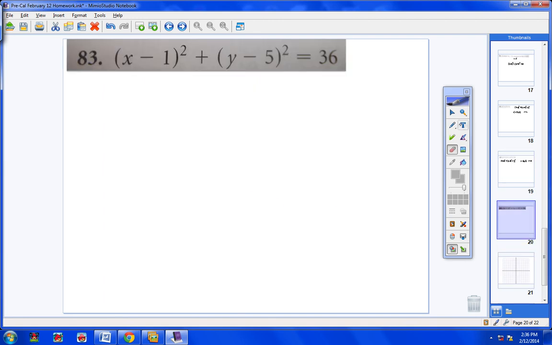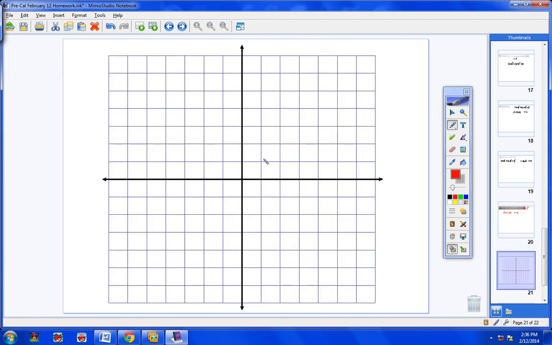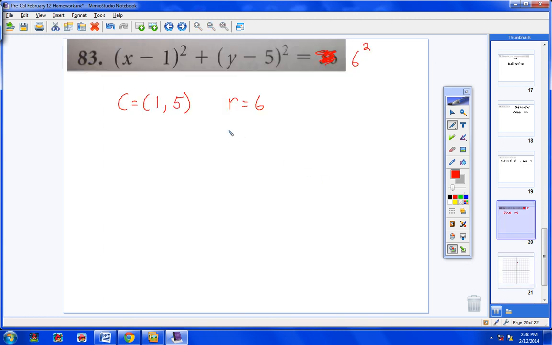Okay, well, this is pretty simple. You can see right here the center is (1, 5), and then 36 is a perfect square. So how do you write 36 with the power of 2? Well, 6 squared. So your radius is going to be 6. These are pretty simple. So you know your center is at (1, 5), so over 1, up 5. And then from that center, I have a radius of 6.